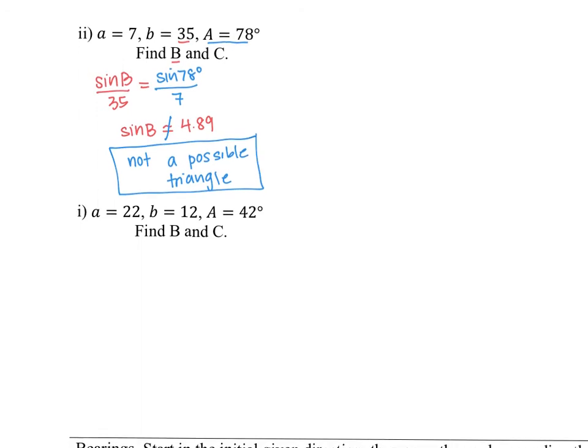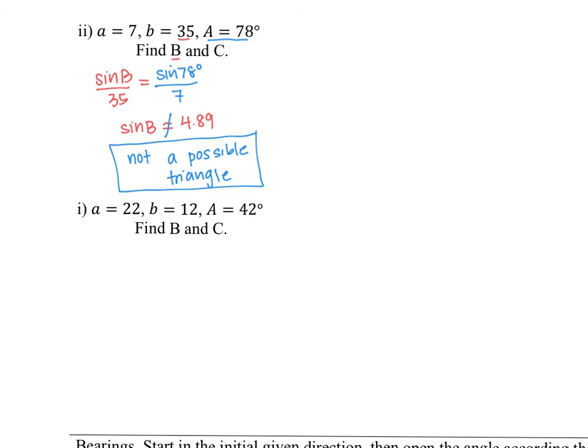Okay, now we're going to the next problem. It's a similar scenario, but I'm just trying to show you different situations so you know what conclusions to make according to them. So I'm still finding angle B and C, and I'm still going to start with angle B, not for no reason, because I don't have side C. So sine of B over 12 equals, I'm given angle A, so sine of 42 degrees over side a is 22.